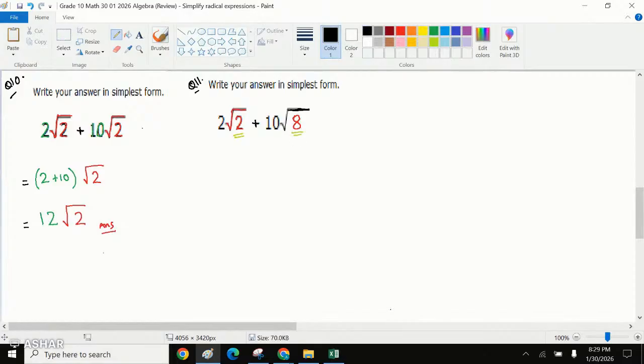That means if I say 2x plus 10y, they cannot be added, right? It would never be equal to 12xy. We know that for a fact, right? So what we need always is to have the same variable, or the same radical.